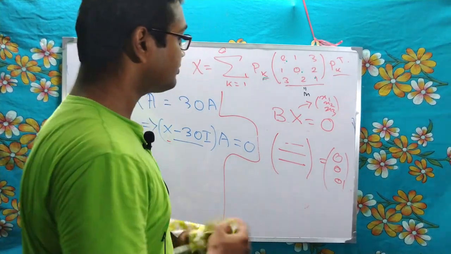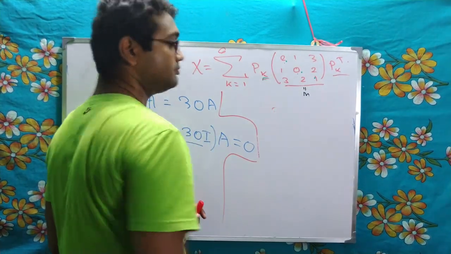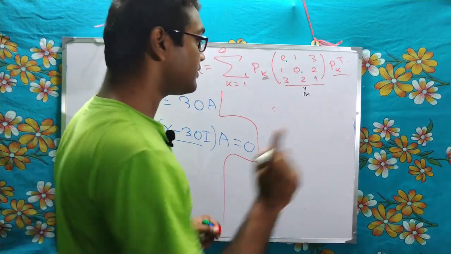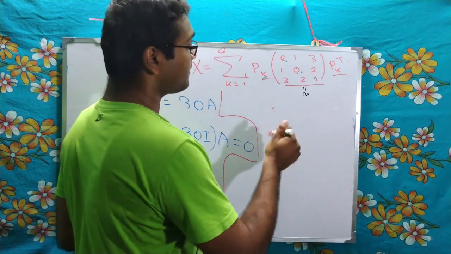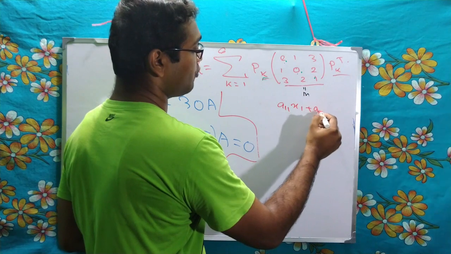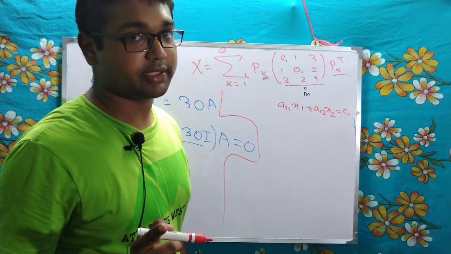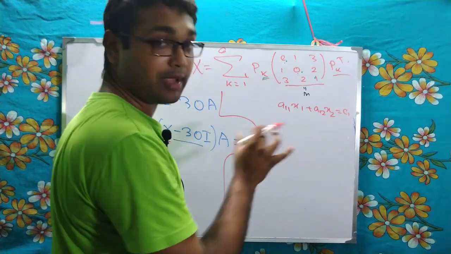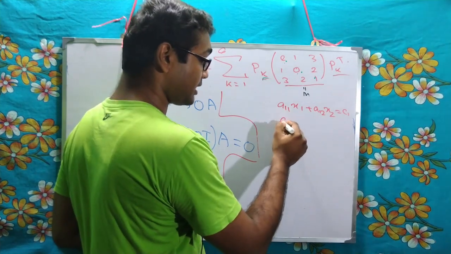Cramer's rule. Cramer's rule says that if the determinant of the coefficient matrix... what is the coefficient matrix? Let me explain this in 2 variables, okay? Like, see, A11 x1 plus A12 x2. Those who were asking about the theories, I'm explaining the process of Cramer's rule, how to find the solution using Cramer's rule, here.